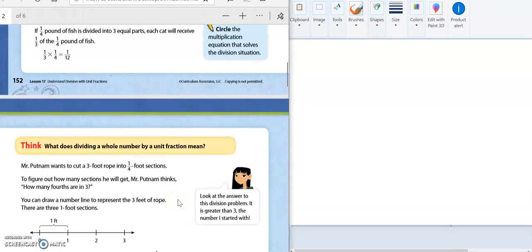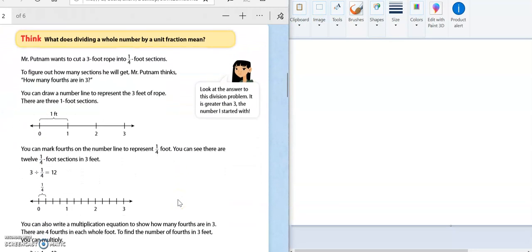Okay, so now we are on page 153. What does dividing a whole number by a unit fraction mean? Mr. Putnam wants to cut a 3-foot rope into 1/4 foot sections. To figure out how many sections he will get, Mr. Putnam thinks how many fourths are in 3. You can draw a number line to represent the 3 feet of rope. There are 3 1-foot sections.